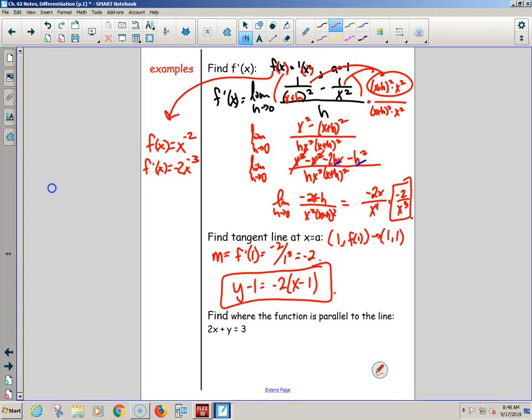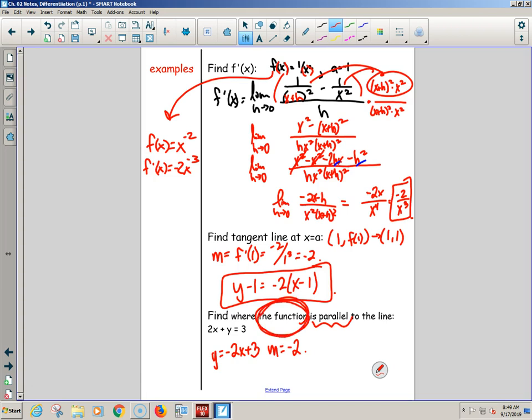Okay, what's going on down here where it says find where the function is parallel? Come on, your brain's parallel means same slope. Oh! Same slope. Well, I don't know his slope until I get y equals mx plus b, right? His slope is -2. Of this line is -2. What needs to have a -2 slope? Look at the noun. Function.